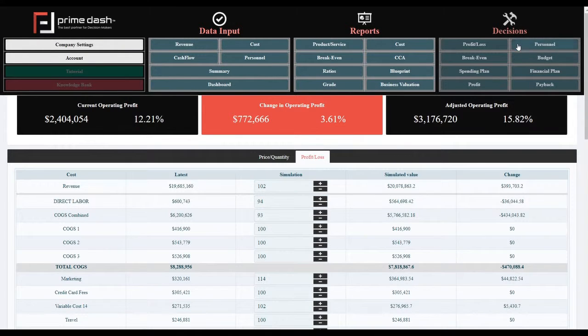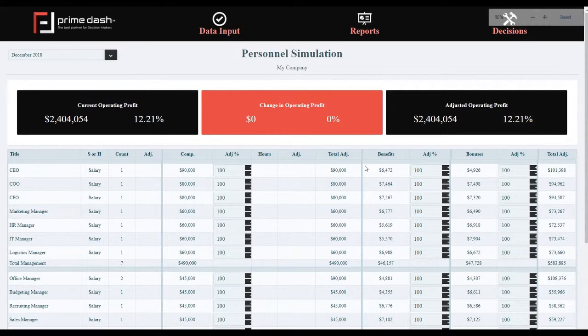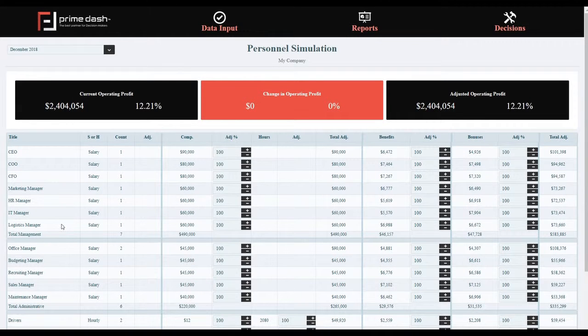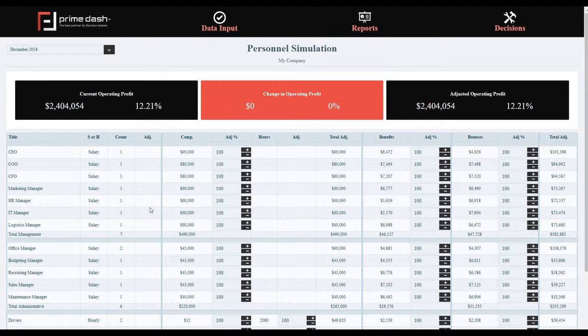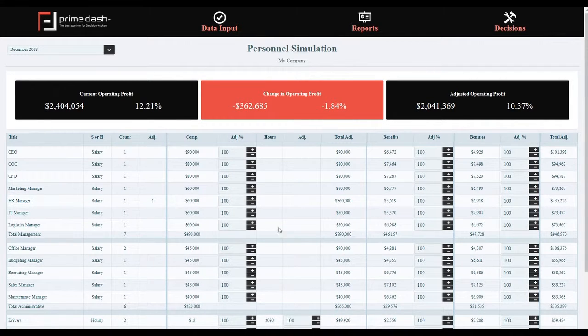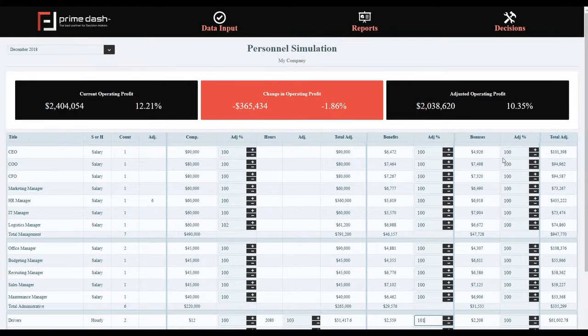Personnel simulation. Once your personnel data is added in the data input module, PrimeDash gives you the ability to simulate your overall personnel plan and how it will affect your operating profit. For all staff members, you're able to change the number or count for specific positions, change the compensation amount, change their number of hours if they're hourly employees, add or change their benefits amount, add or change their bonus amount.